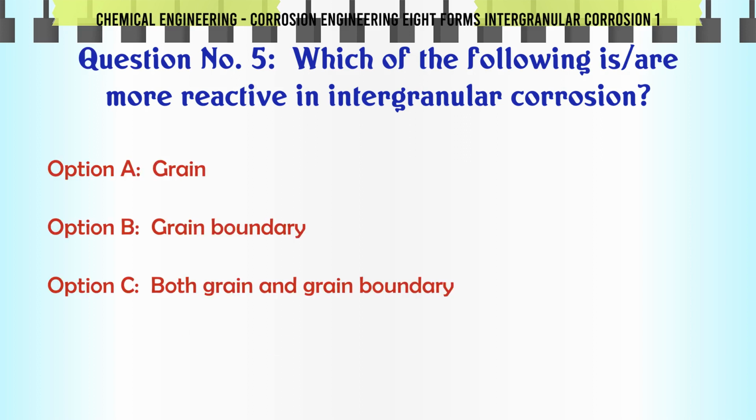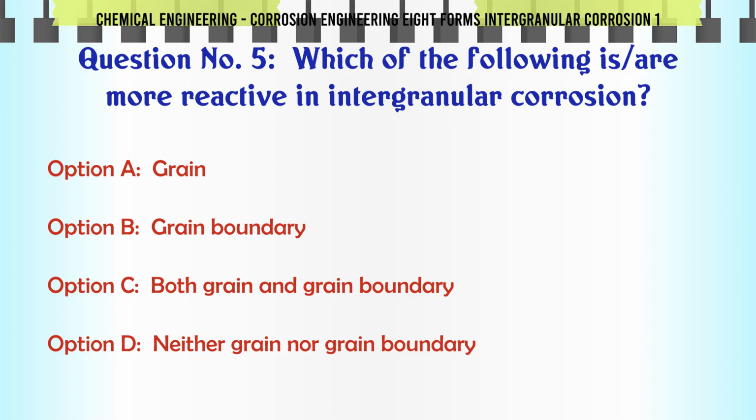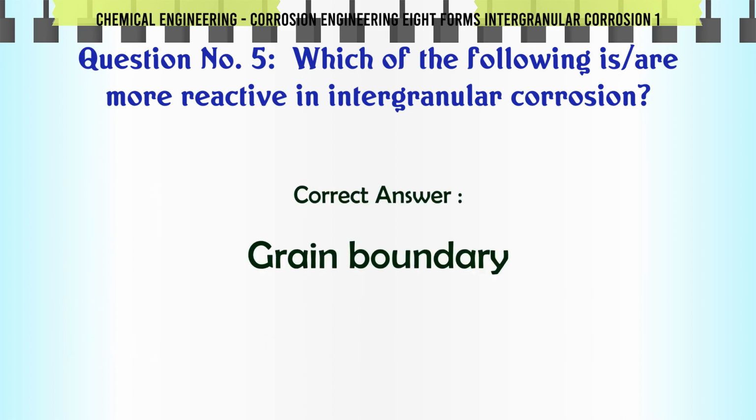Which of the following is more reactive in intergranular corrosion? A. Grain. B. Grain boundary. C. Both grain and grain boundary. D. Neither grain nor grain boundary. The correct answer is grain boundary.